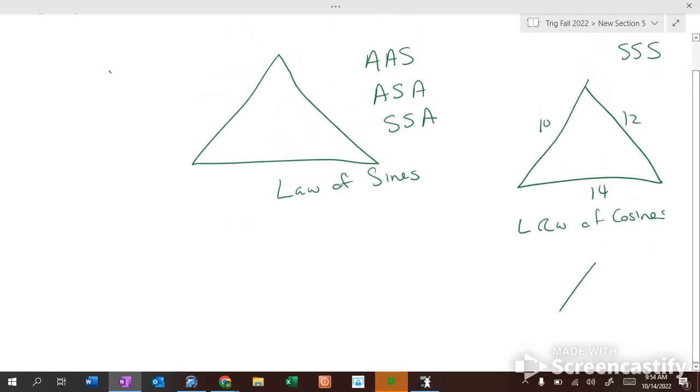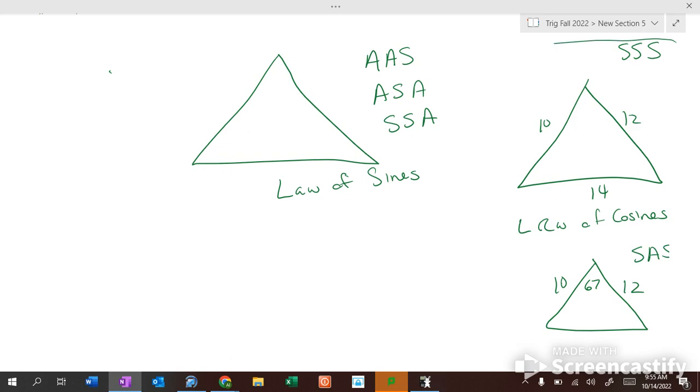And then if we have side angle side, where we have 10, 12, and 67 degrees. Okay? If this is 10, 67, and 12, do we have any opposites here? No. So both side, side, side and side angle side have to use the law of cosines. Now, what is the law of cosines? Well, it's kind of related to the Pythagorean theorem in a way.